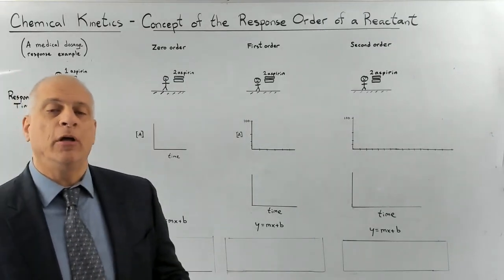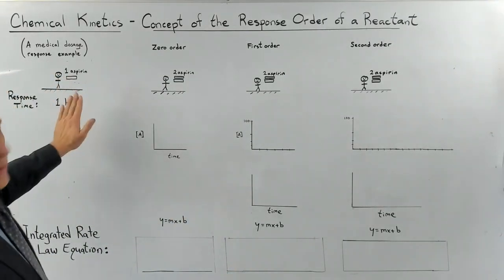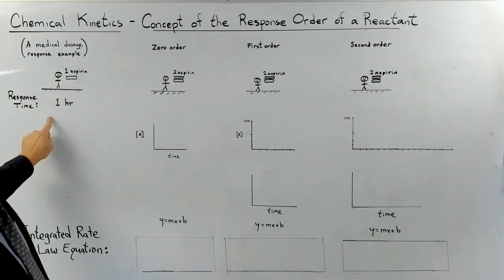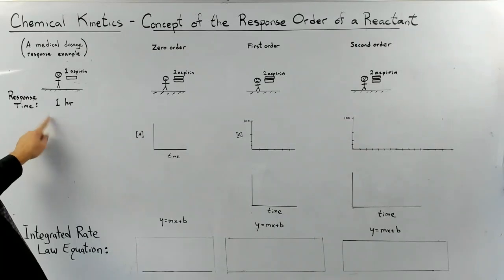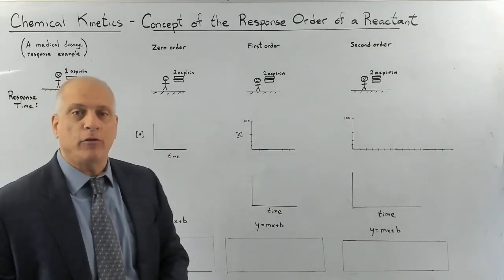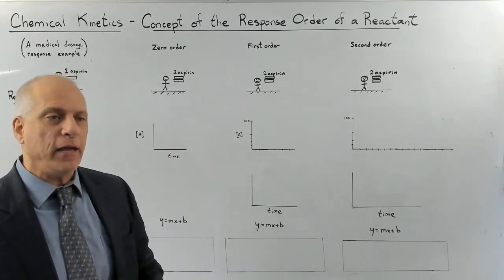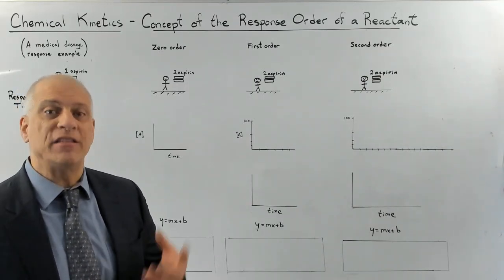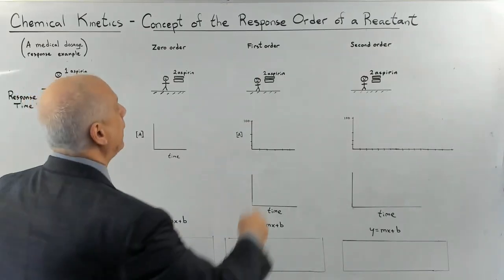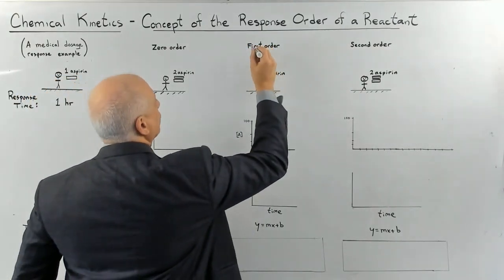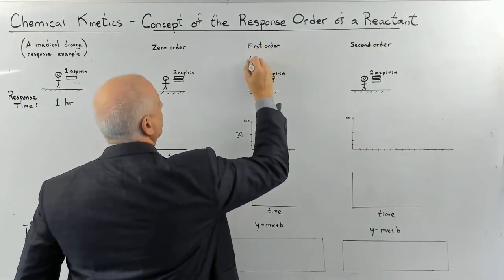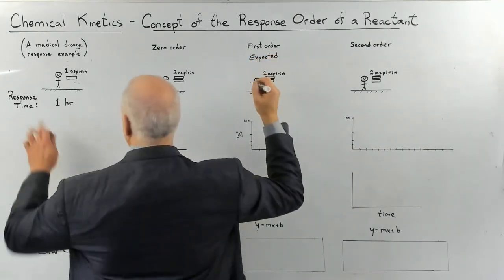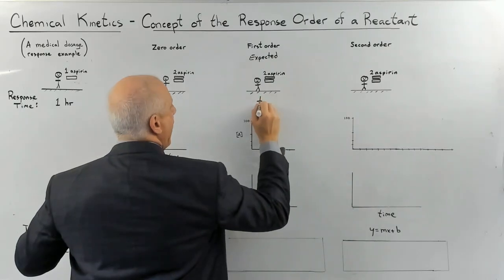We have a patient who has a headache, and that person takes one aspirin, and the response time is 1 hour. Okay. So now you would expect that if the patient takes 2 aspirin, then the response time would be twice as fast, or a half hour. And that's the example of a first order response. A first order response is an expected response, and the response time would be 1/2 hour.